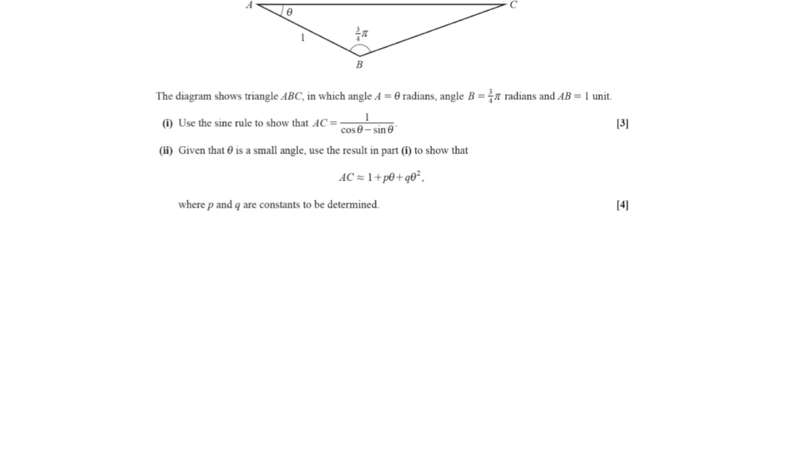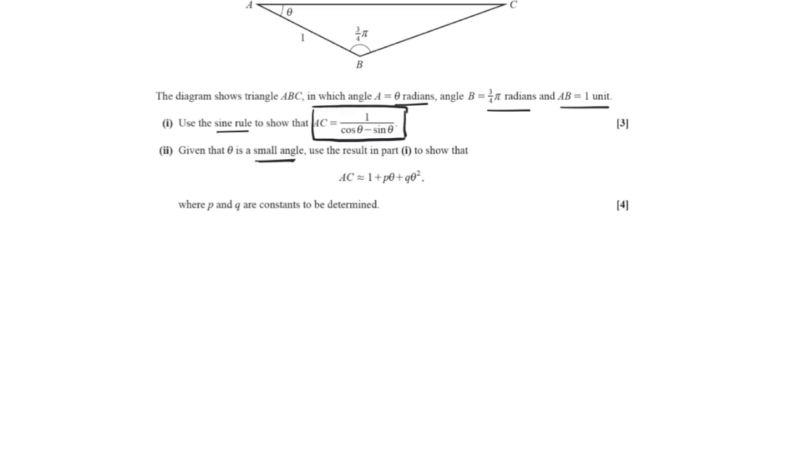Now, I genuinely love this question because we're dealing with not just sine rule, but also small angle approximations and something else which we're going to have a look at in a bit. It says that we've been given triangle ABC, where angle A is theta radians and B is 3/4 pi radians, and AB is 1 unit. Using sine rule, we need to show that AC is equal to 1 over cos theta minus sine theta.